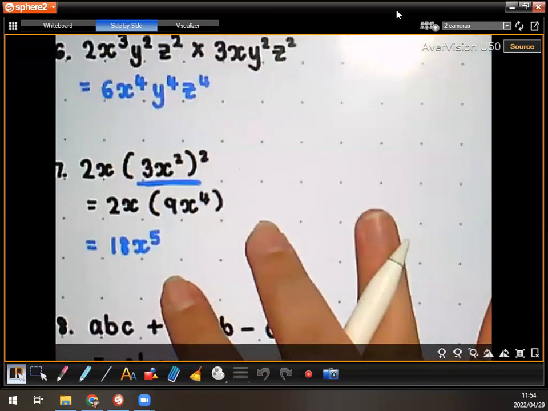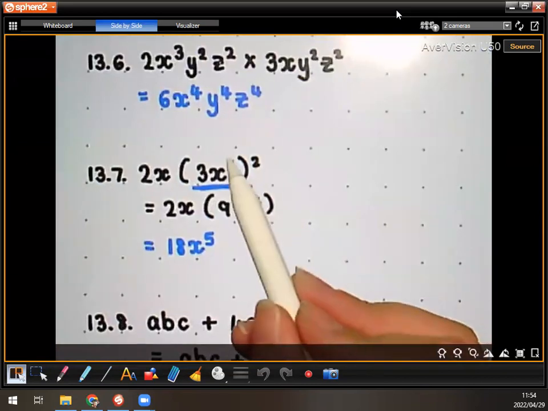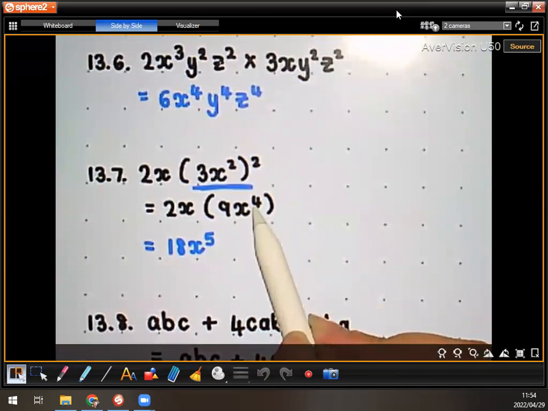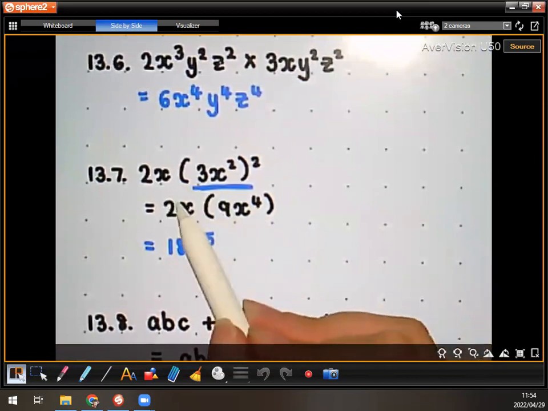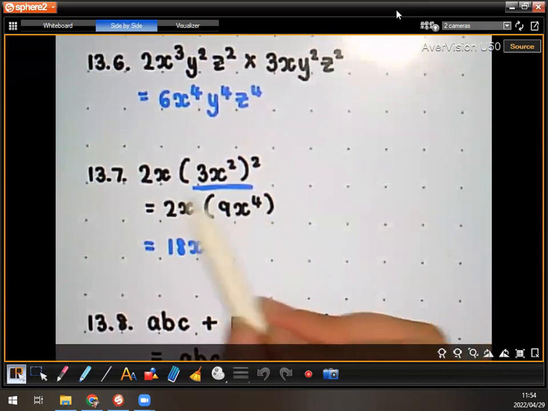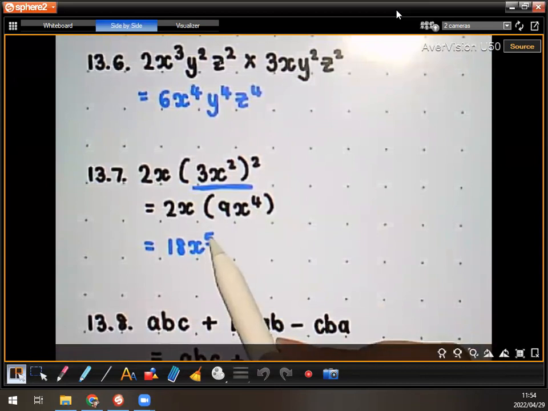Sorry, let me zoom in a bit. So those are 2's, right? 2 times 2, that gives you an answer of 4. So now basically you have 2x times 9x to the 4. And now we know how to times numbers. 2 times 9 is 18. And if we have 1x and 4x, that is 5x altogether. Right, thank you. So 18x to the 5 is the answer there.